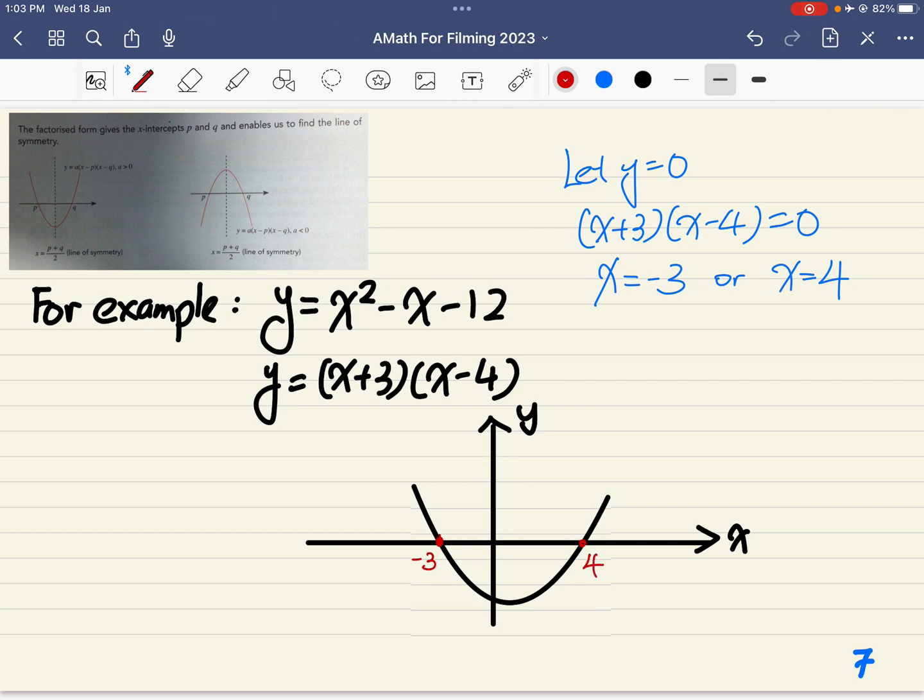And then if I want to find my line of symmetry, let me just put a dotted line down. This is my line of symmetry. My line of symmetry here, I use minus 3 plus 4 divided by 2. I'm finding the middle value between negative 3 and 4, the value between my two roots. So my line of symmetry is x equals half. So this line of symmetry, x is equal to half.